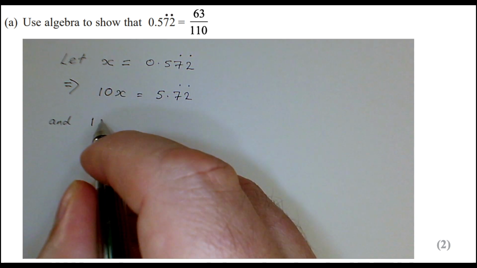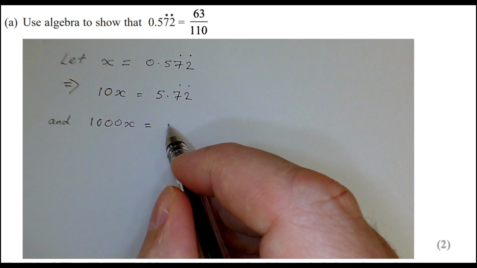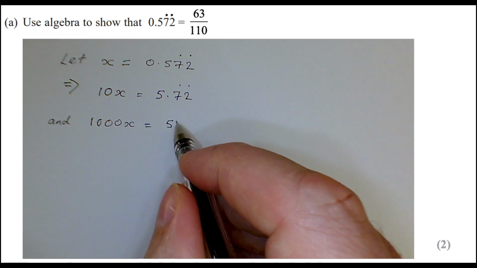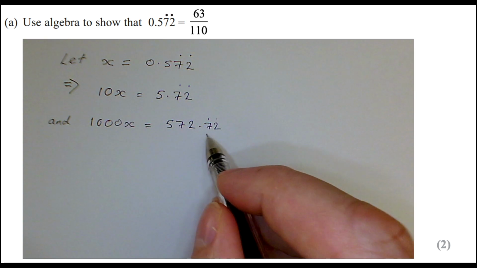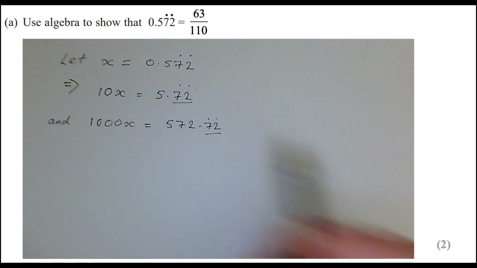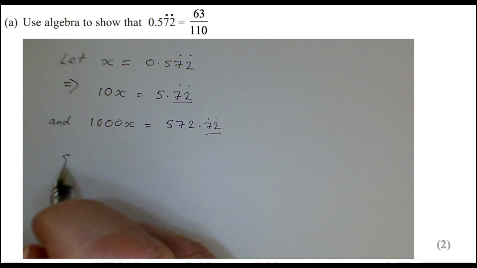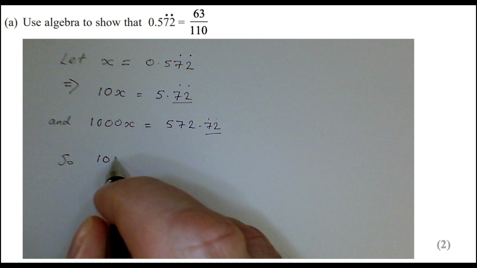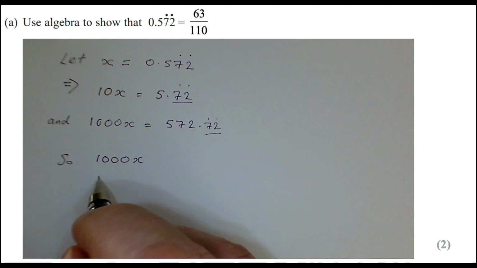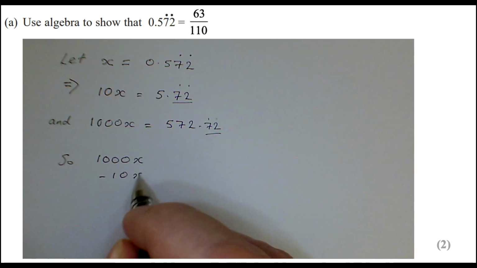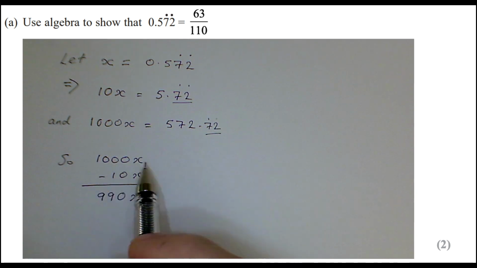So 10 times by 100 is going to be 1000x, and that's going to equal 572.72727272. Okay, and now I see that I've got the same horrible ending on 1000x and 10x. So if I do 1000x take away 10x, I'm going to get a nice round number. And so let's do that. If you think, why am I doing that? I'm trying to get rid of this horrible 727272 ending.